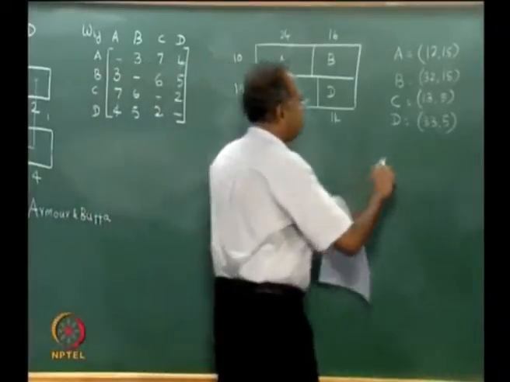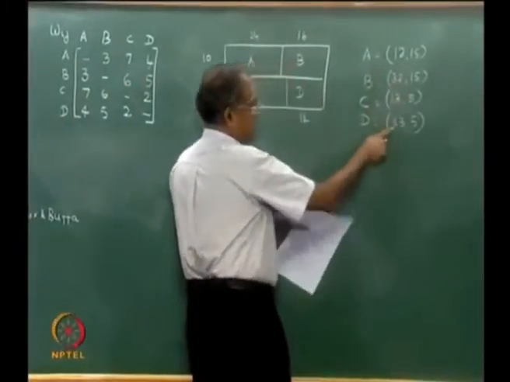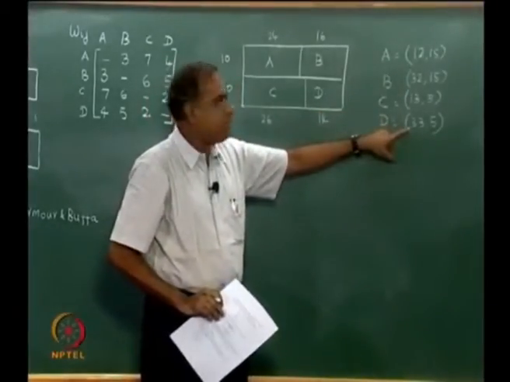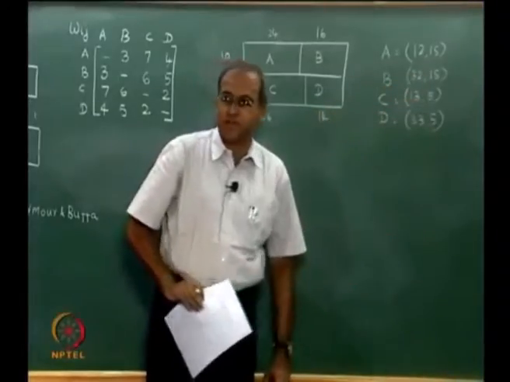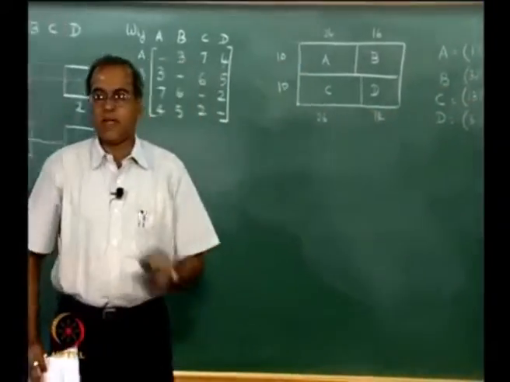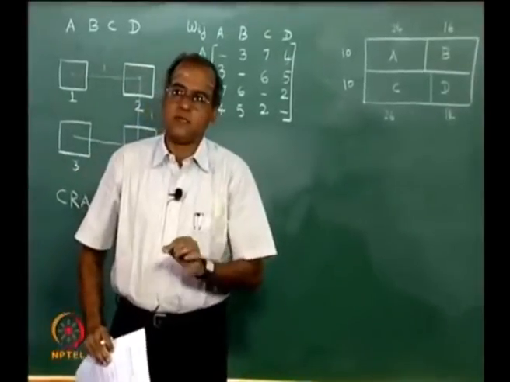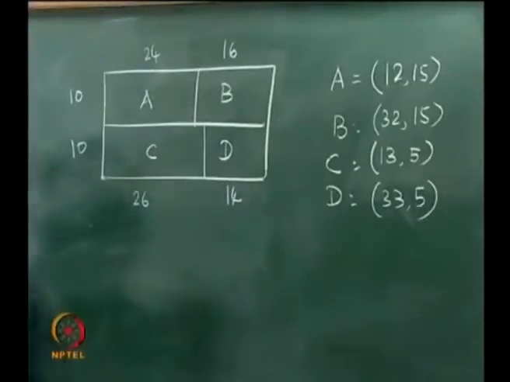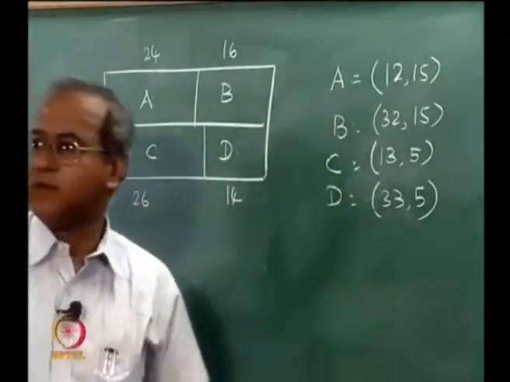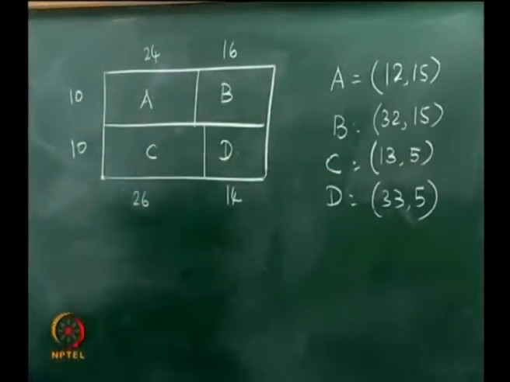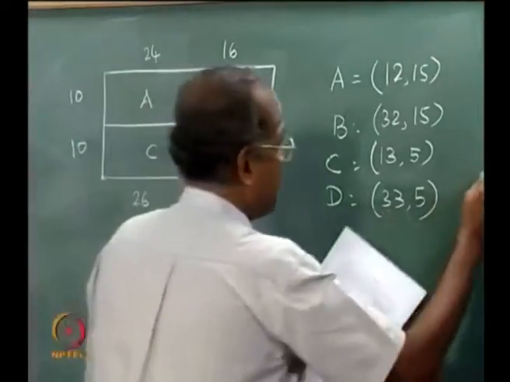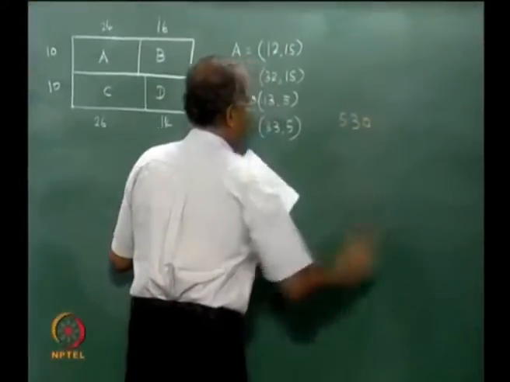Now, distance between, for example, this and this will be the absolute value of 32 minus 33, which is 1, plus the absolute value of 15 minus 5, 10. So, it is taken as 11. So, right through, rectangular distances are used, Euclidean distances are not used. So, distance between the centroids of B and D will be 1 plus 10, which will be 11. So, W into D for a given layout can be calculated, and this comes to about 530 for the given layout.